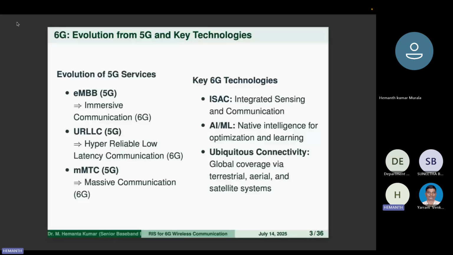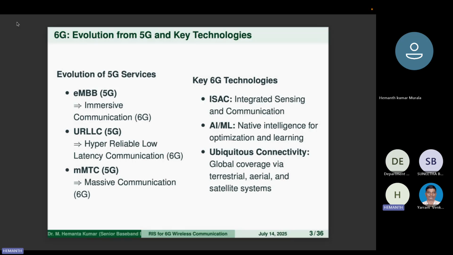So these applications will be required for higher video editing, augmented videos, some games, and virtual reality applications. For these applications you require a higher data rate. So in 5G it is eMBB, but in 6G it is converted into immersive communication. That's the one point.